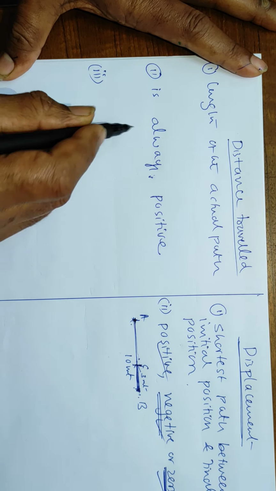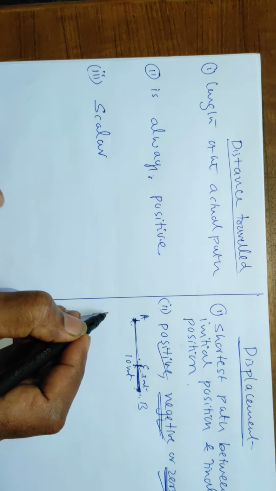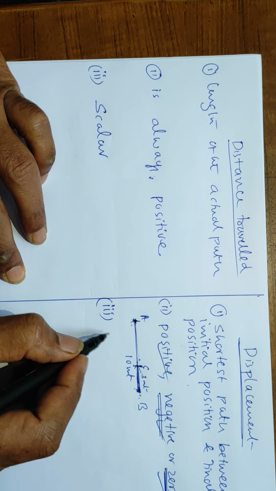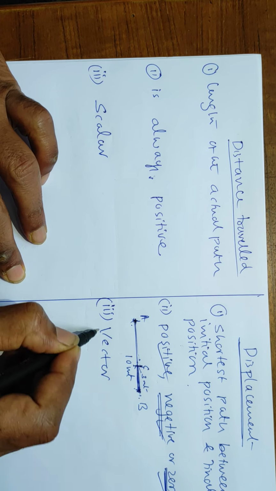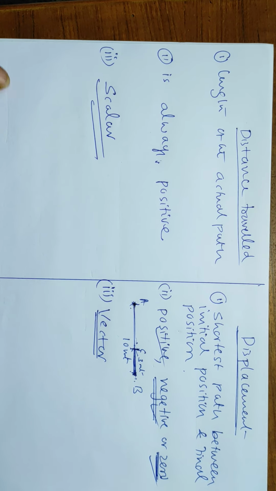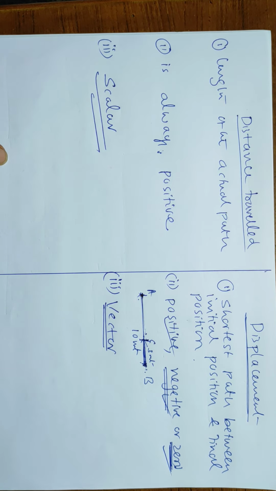Third point, distance has only magnitude, therefore it is a scalar quantity. Displacement has both magnitude and direction, it is a vector quantity. We will discuss the problems related to distance traveled and displacement.